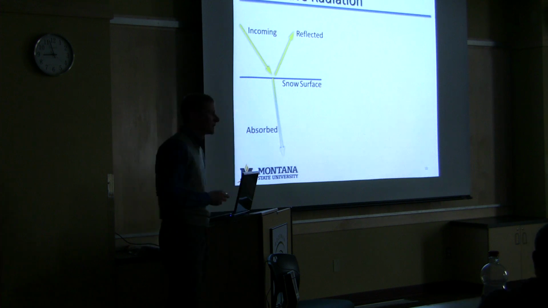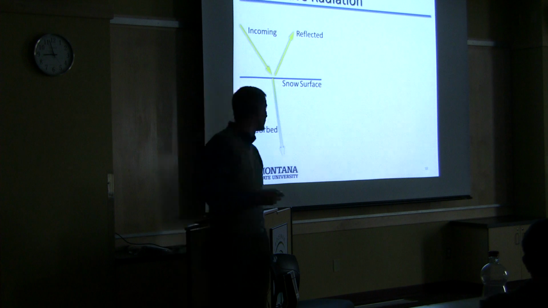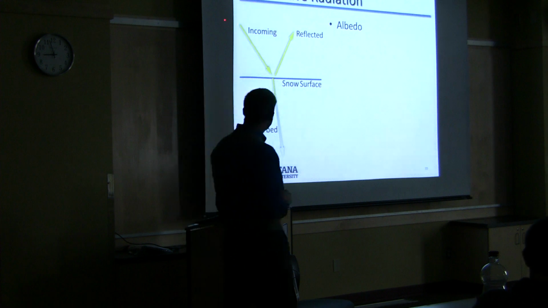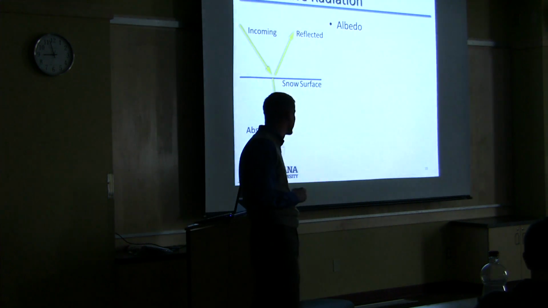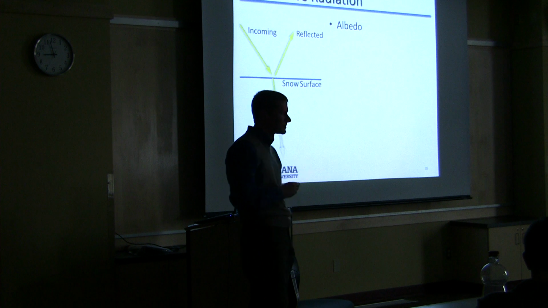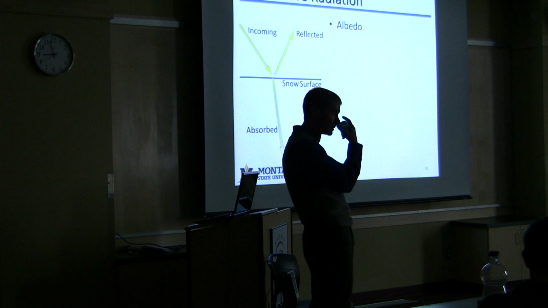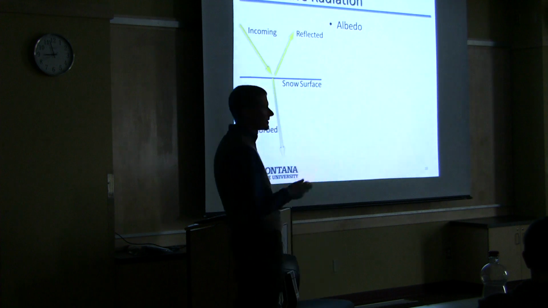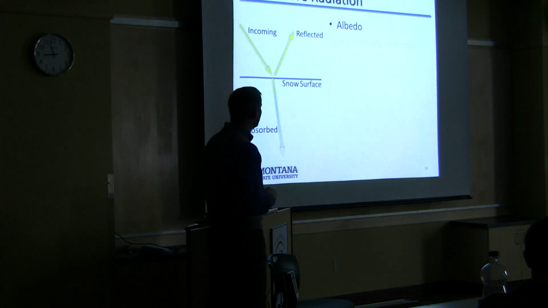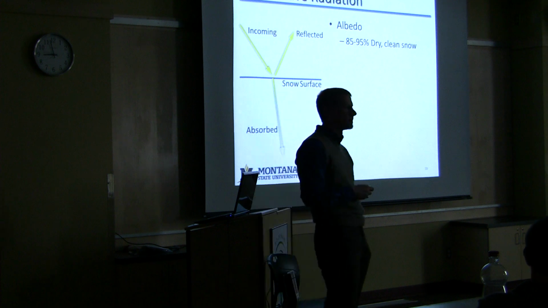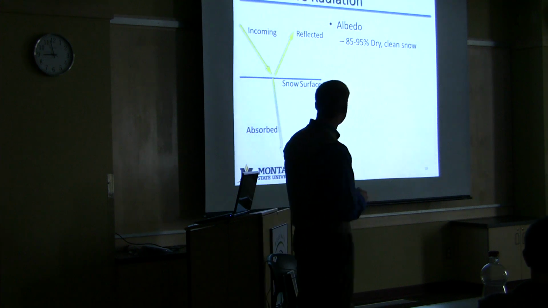So we talked about shortwave radiation and the snow. A lot of these terms you might be familiar with. Albedo. It's just simply, you've got what's coming in, that's what I've been talking about. It hits the snow, it flies out. That's your albedo, the ratio between the two. So what percentage is getting reflected? That's your albedo. And for dry, clean snow, 85 to 95% is what is typically assumed.